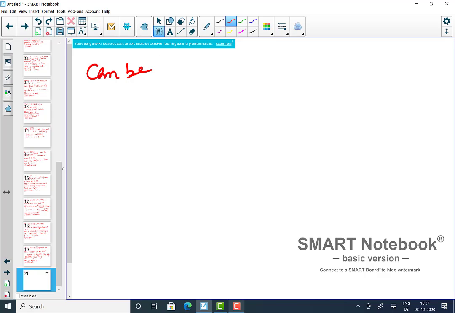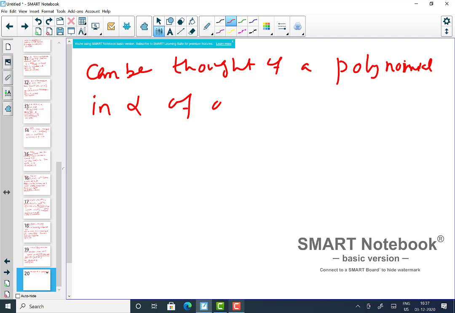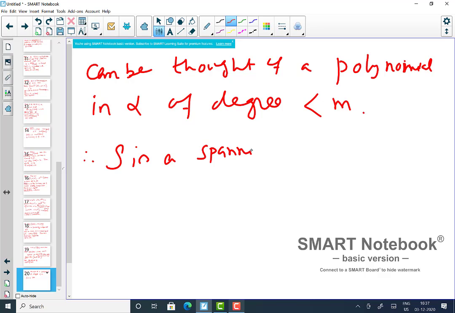can be thought of as a polynomial in alpha of degree less than m, right? So what does that mean? That means S is a spanning set for K, right?